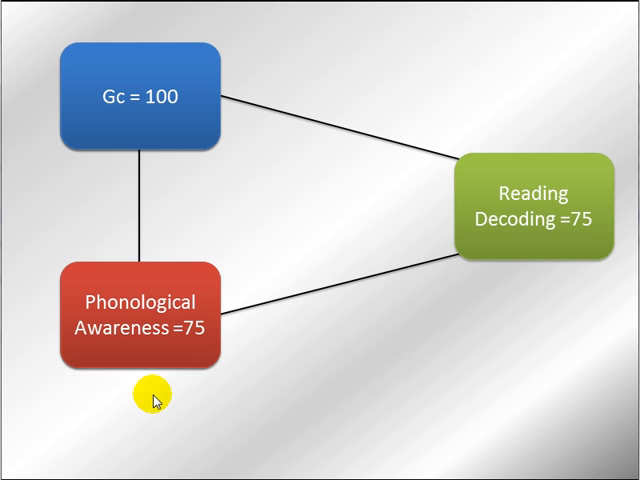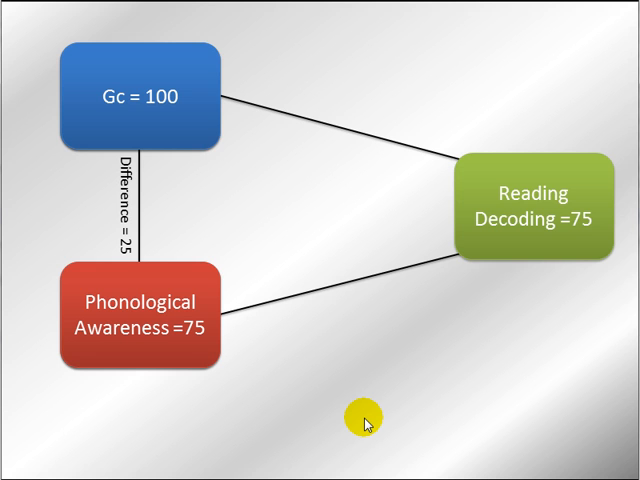Phonological awareness is the ability to hear phonemes in sounds distinctly. People who have difficulty hearing sounds within words distinctly have difficulty understanding how the sounds correspond to letters, and it makes it difficult to read. This person has a 75 phonological awareness, also at the bottom 5 percentile. So the difference between GC and phonological awareness is 25 points.